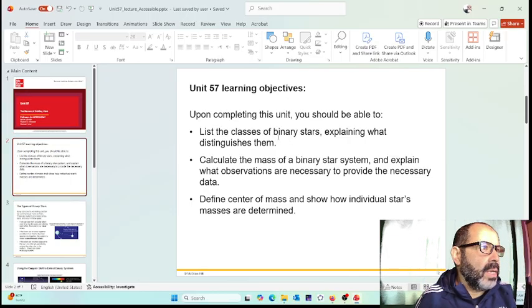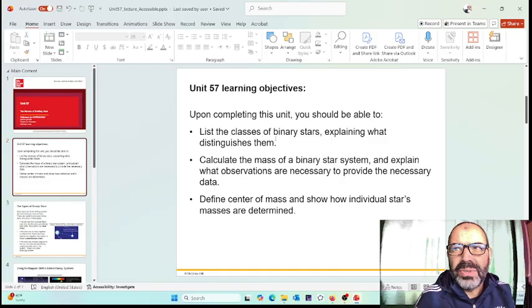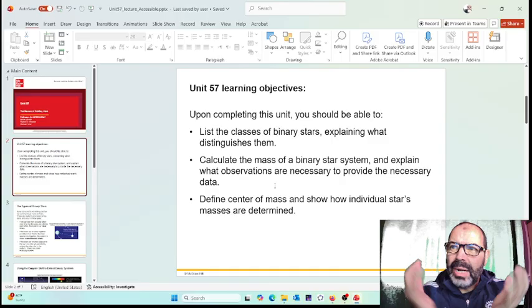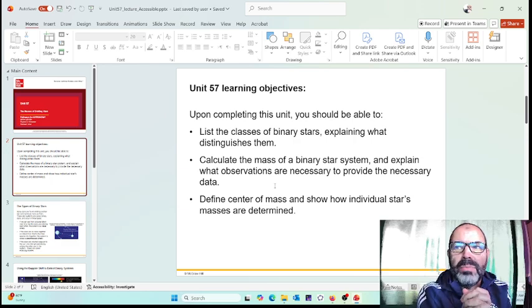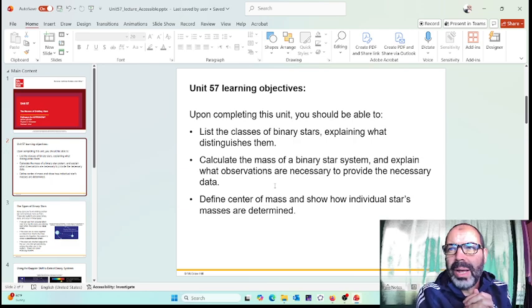So we're going to list the classes of binary stars, and then we're going to calculate the combined mass of the binary star system using Kepler's third law. And then once we can find the center, the barycenter, the center of mass of these two stars, we can actually determine their own masses, okay?